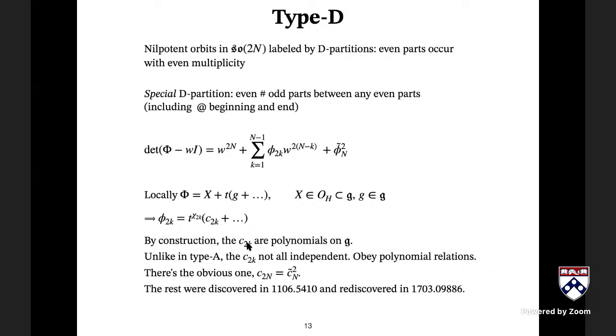By construction, these coefficients C2k are polynomials in the coefficients of this G that was an element of the Lie algebra. The surprising thing is that unlike in type A, these leading coefficients are not all independent. Instead, they obey polynomial relations. There's an obvious one, namely, if I look at C2n, which is the leading coefficient in this term in the characteristic polynomial, it's the square of the leading coefficient in phi tilde. So that's actually familiar. But the amazing thing is that, depending on what nilpotent orbit we choose, there can be additional polynomial relations on the C's.